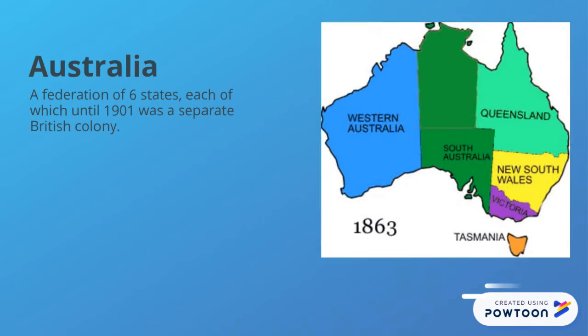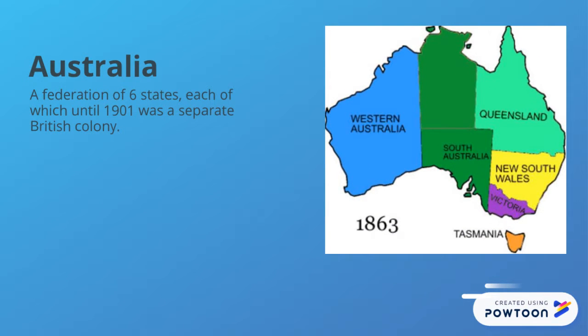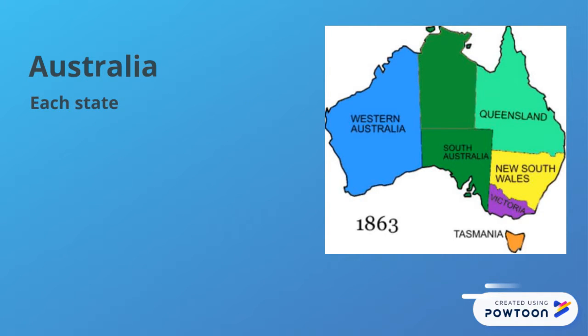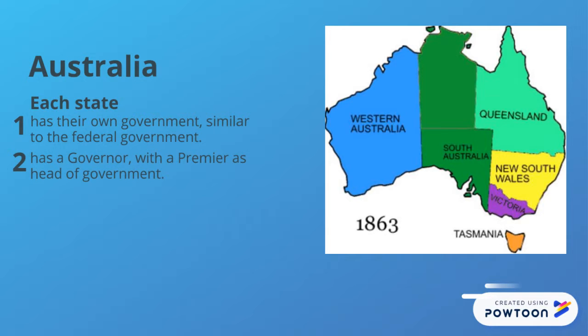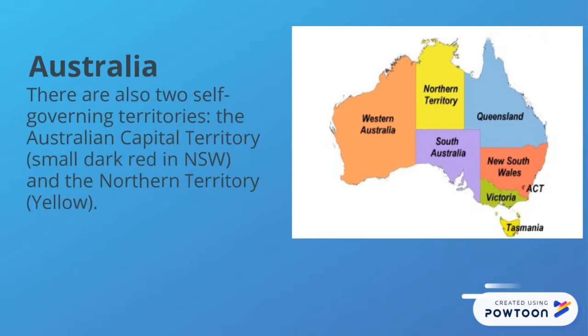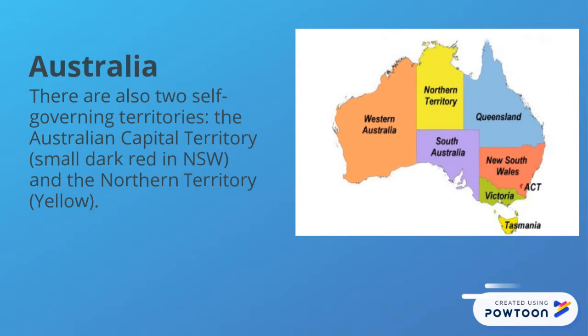Australia is a federation of 6 states, each of which was until 1901 a separate British colony. The 6 states, which include New South Wales, Victoria, Queensland, Western Australia, South Australia, and Tasmania, each have their own governments, which in most respects are very similar to those of the federal government. Each state has a governor with a premier as head of government. Each state also has a 2-chambered parliament, except Queensland, which has had only 1 chamber since 1921. There are also 2 self-governing territories, the Australian Capital Territory and the Northern Territory.